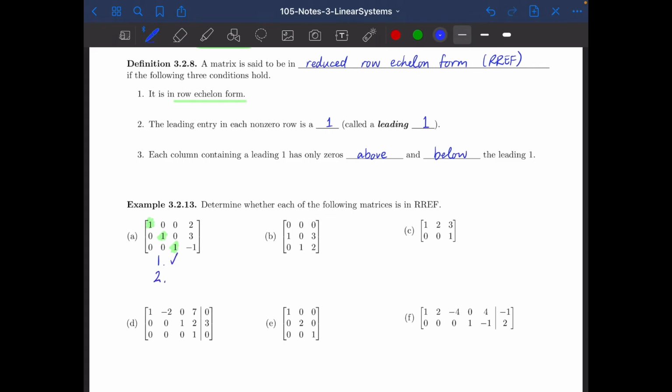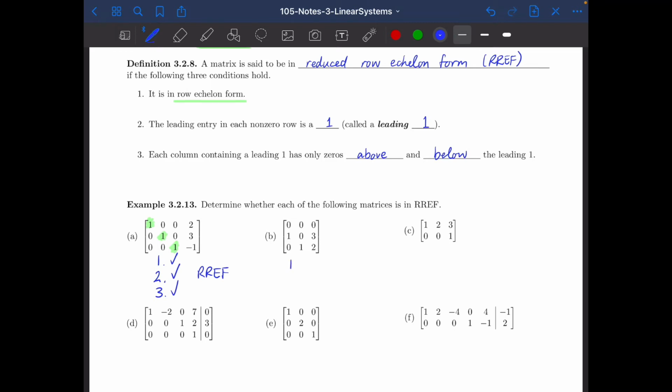We move on to the second condition. Do we have that every leading entry is a leading 1? We do have that in this case as well. Do we have that each column containing a leading 1 has only zeros above and below the leading 1? We do have that as well in those first three columns. Each column only contains a leading 1 and zeros. So the third condition is also satisfied, and so this first matrix in part A is in reduced row echelon form.